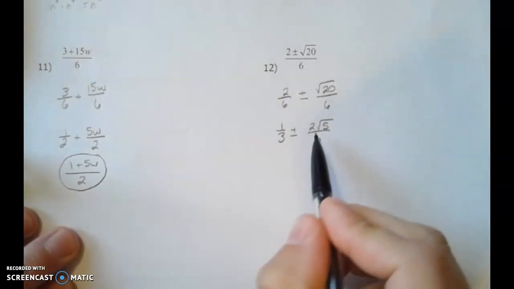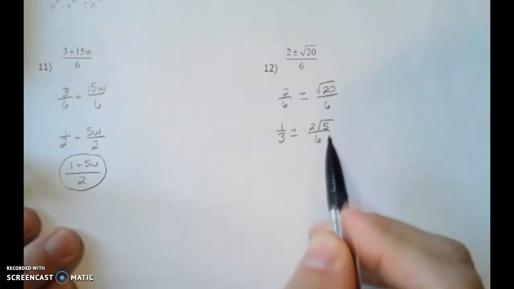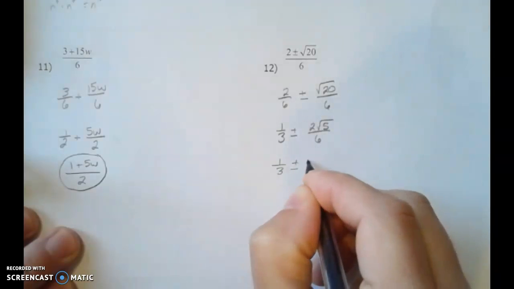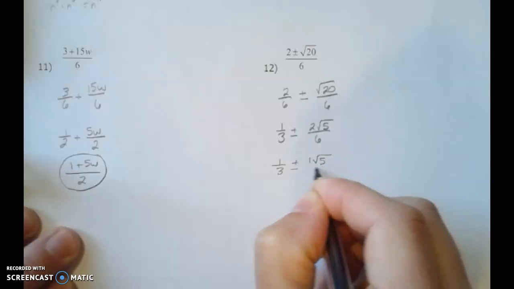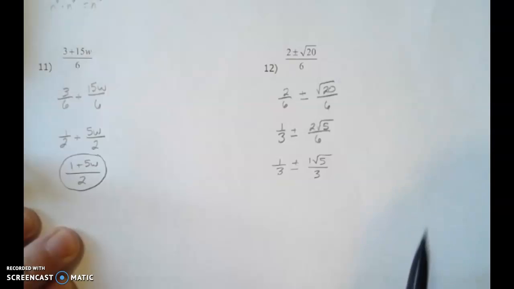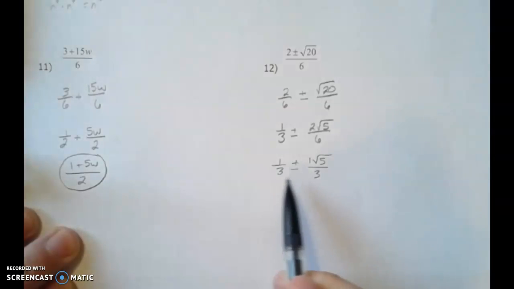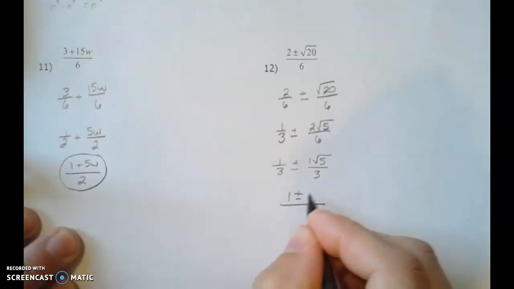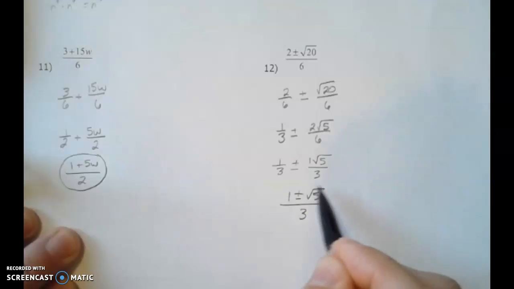And now I can see again I have a 2 and a 6 that I can simplify, so I can write this as 1/3 plus or minus 1 radical 5 over 3. And now that the denominators are the same again, I can just write this as one fraction, 1 plus or minus 1 radical 5 is just radical 5, all over 3.